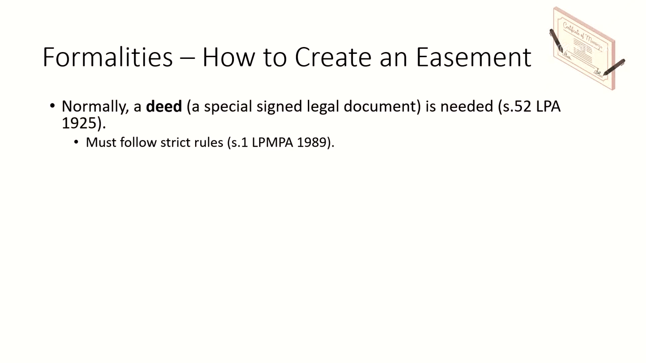Normally, you will need a deed, so a special signed legal document where you've got witnesses. It needs to say that it is a deed as well, and obviously signatures are required. So that's the normal requirements for an easement.